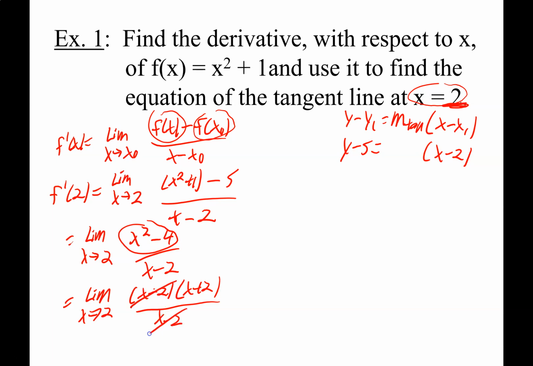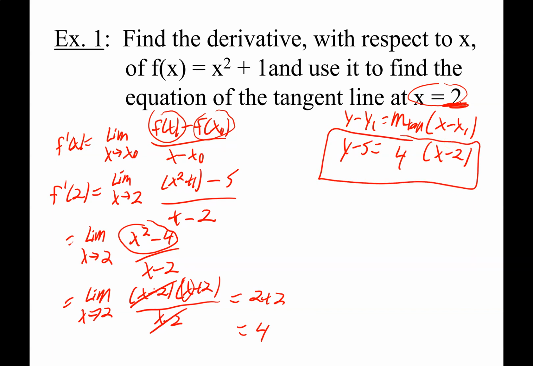The x minus 2's in both cases will cancel, leaving you with the limit at 2, which is x plus 2. Replace this x with 2: 2 plus 2. I have the slope of a tangent line of 4.